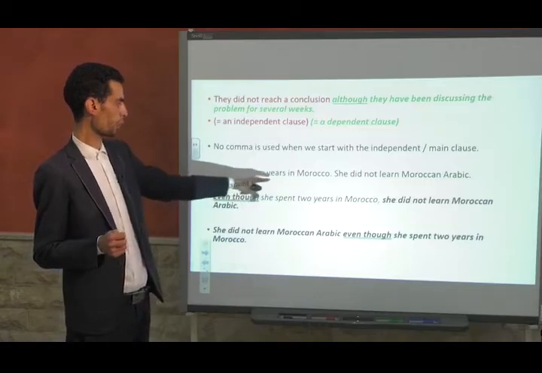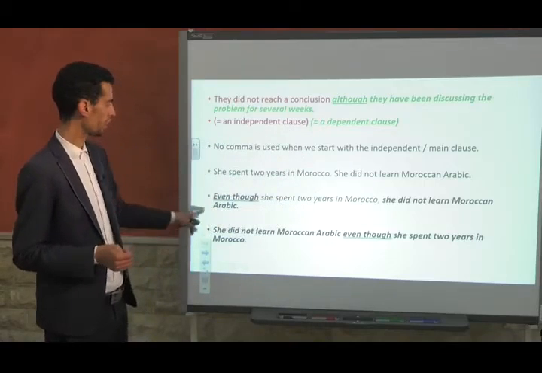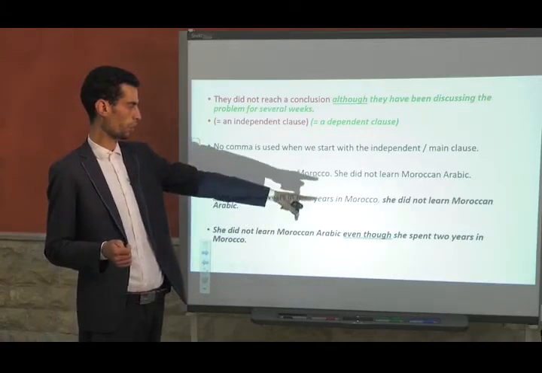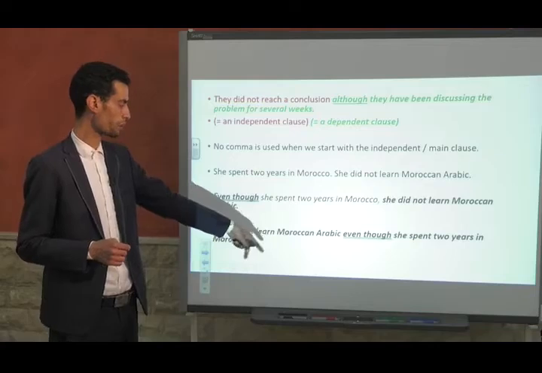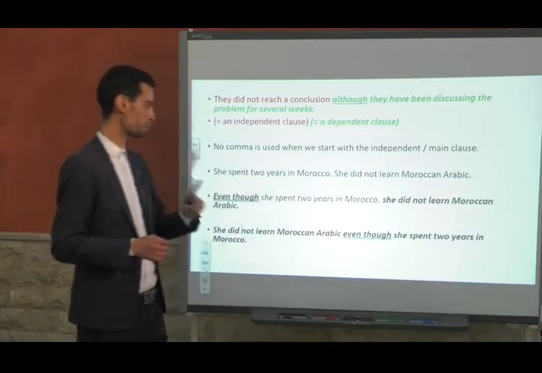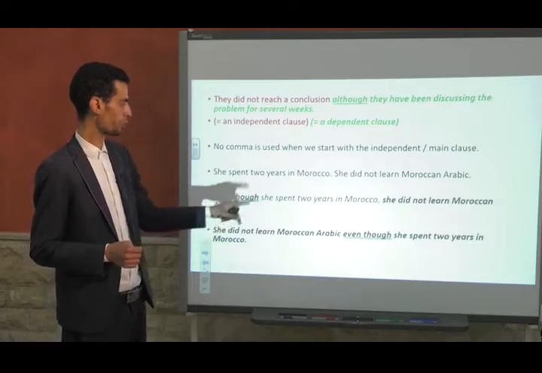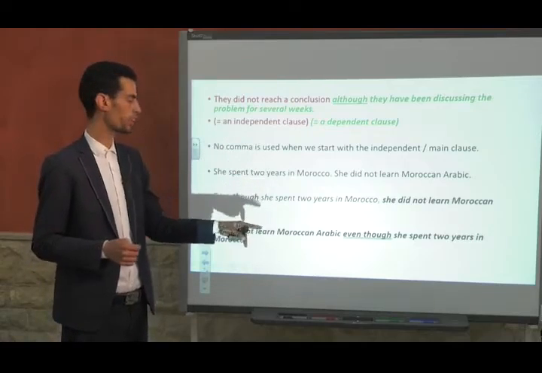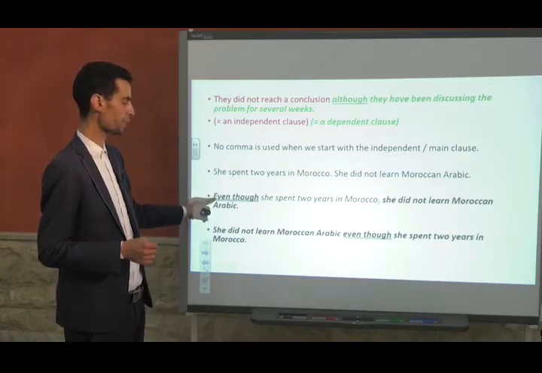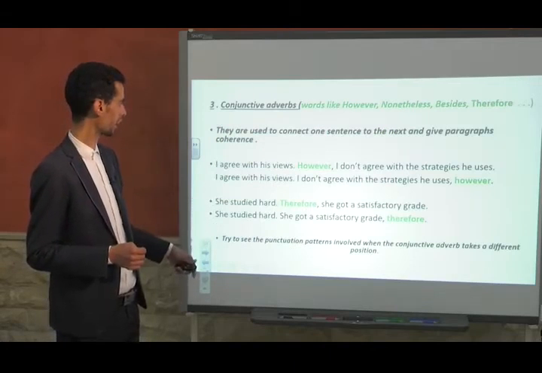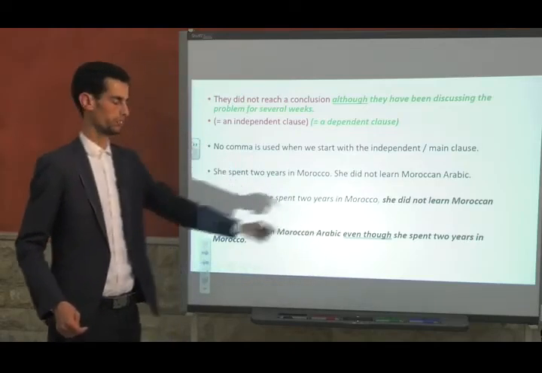She spent 2 years in Morocco. She didn't learn Moroccan Arabic. I would like to combine these two sentences. Even though she spent 2 years in Morocco, she didn't learn Moroccan Arabic. Or she didn't learn Moroccan Arabic even though she spent 2 years in Morocco. One mistake that many students make is that even if they put the linking words in the middle, they keep capital letters. So notice that this is an uppercase letter, and this one is a lowercase letter.